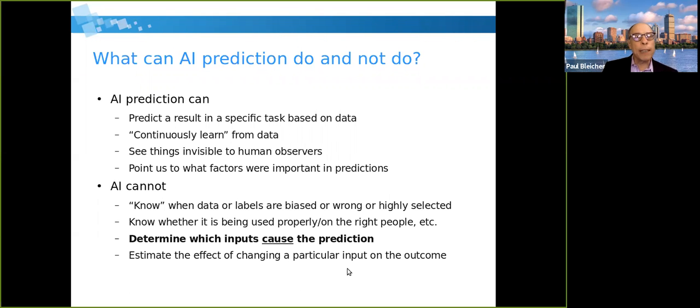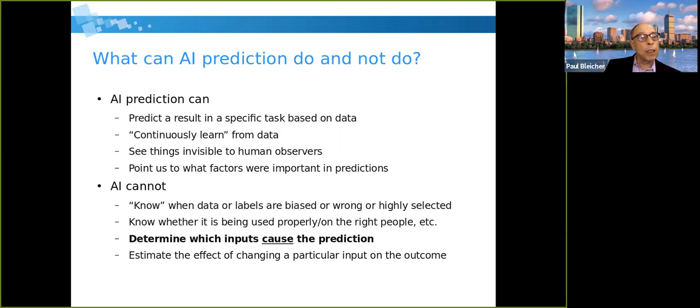So what can AI prediction do and what can it not do? Well, AI prediction, and this goes all the way back to regressions and a lot of things that might be called machine learning, or that you might not even think of in terms of machine learning. Prediction can predict a result in a specific task based on data. They can predict a state. They can predict whether someone is likely to get sick or not get sick, or whether an image represents, again, retinal proliferation or not, indicative of a complication of diabetes.